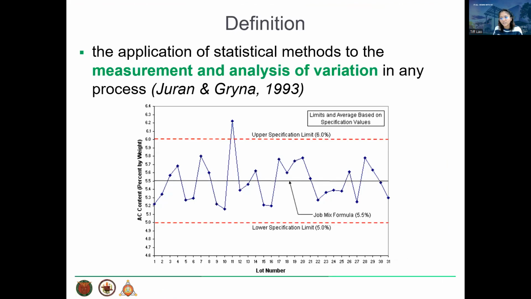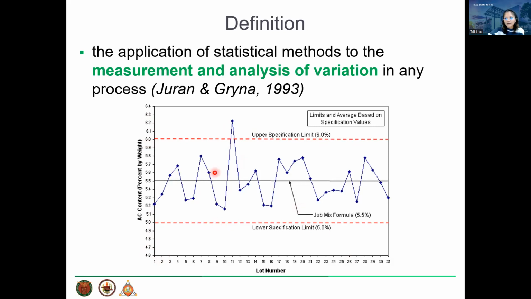So to give you a proper definition, according to Juran and Gryna, 1993, SPC or statistical process control is the application of statistical methods to the measurement and analysis of variation in any process. So as you can see in this slide, in this graph, meron tayong lot number, and in the y-axis, nandito yung AC content. So nung chine-check natin per lot, makikita natin na yung isa, lumampas siya sa limit natin. So this is the upper limit. Ito yung lower limit.